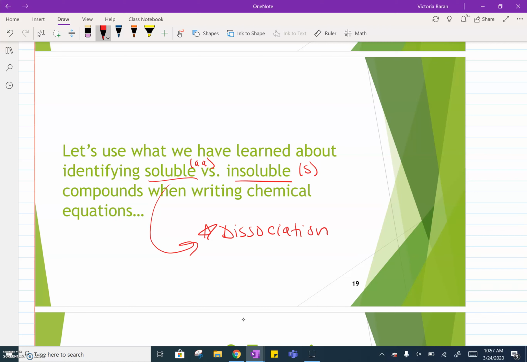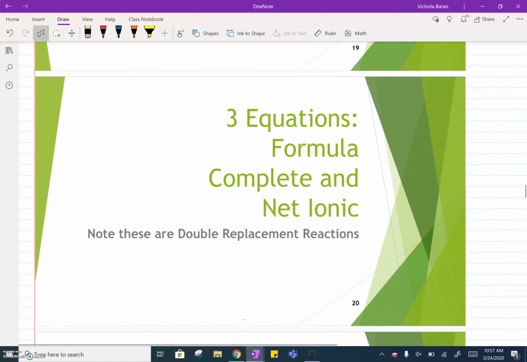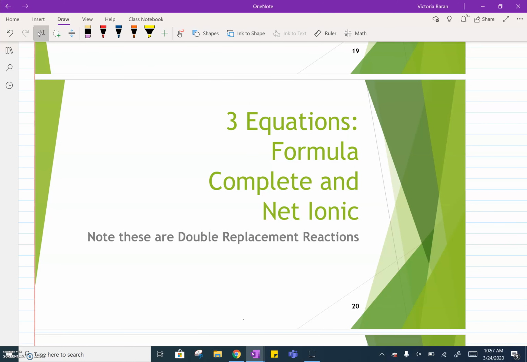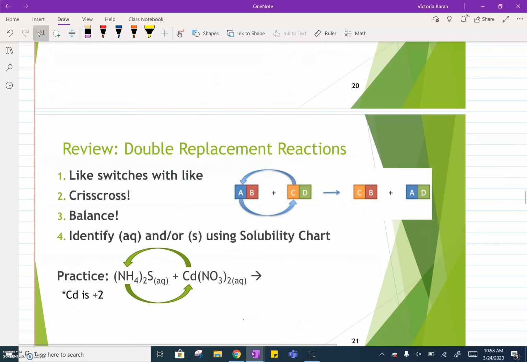So again, as I said, this unit builds upon itself, so we're going to use things that we have already learned when writing these equations. We will also go back to something else that we've already learned, which is double replacement reactions. So again, there are three types of equations that we are going to be writing. Please note that these are all going to be double replacement reactions. You can assume that for the time being.